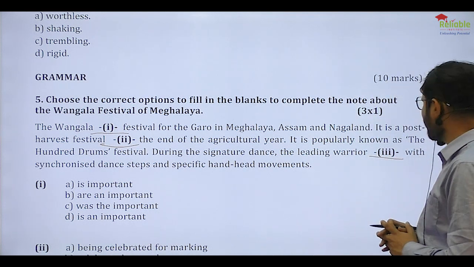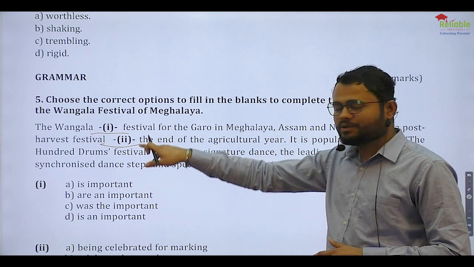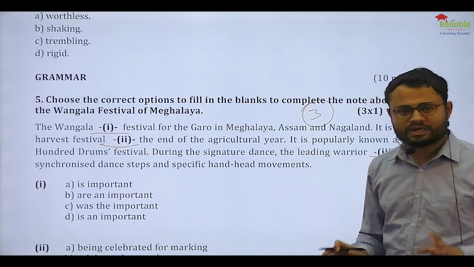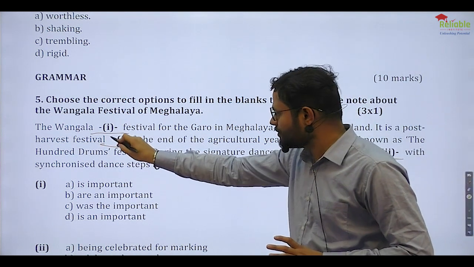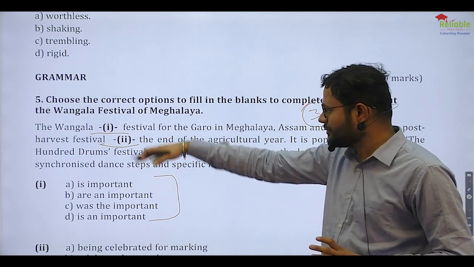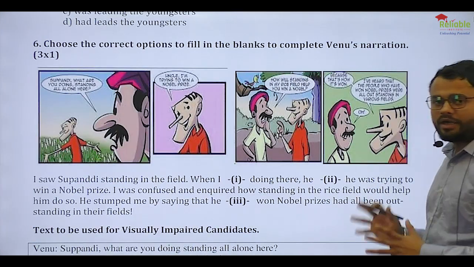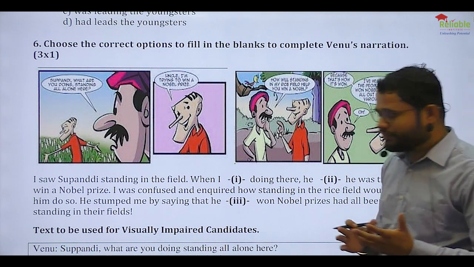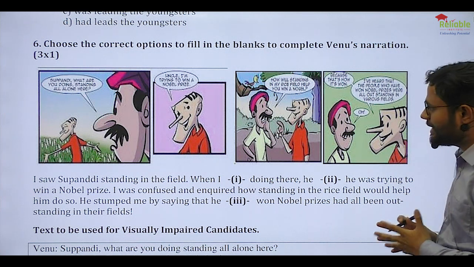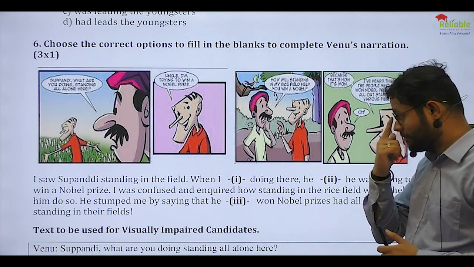You have to fill in these blank spaces, and one blank space is of 1 mark. So it is a very simple question, it will give you 3 marks, and it is based on grammar. "The Wangala," and then the options for this question are here. Out of these options, you have to select the correct option, the one which is appropriate here. So this is the manner. Moving on, as we are done with question number 5, now in question number 6, choose the correct options to fill in the blanks to complete Venu's narration. This question is going to be of 3 marks. I mean, 3 questions are there, 1 mark for each question.